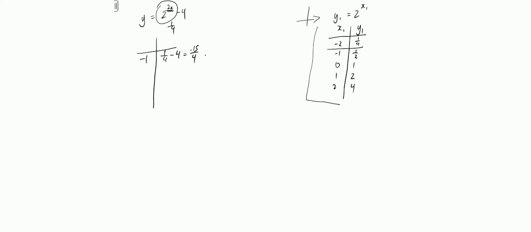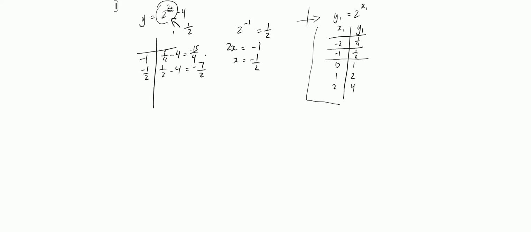Let's try another example. We see from the parent function 2 to the power of negative 1 is equal to 1/2. So if we set 2 to the power of 2x is equal to 2 to the power of negative 1, we get x is equal to negative 1/2. And when x is equal to negative 1/2, 2 to the power of 2x becomes 2 to the power of negative 1, which is equal to 1/2. So the y value then becomes 1/2 minus 4.